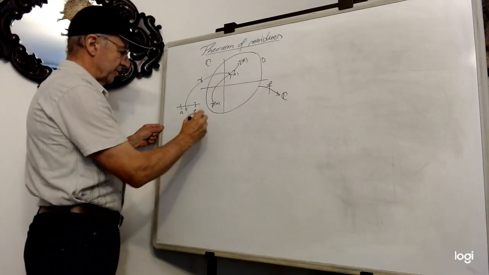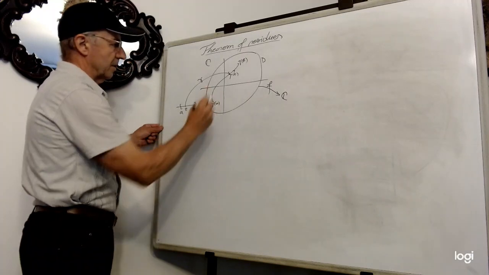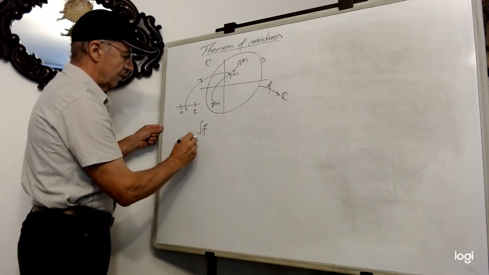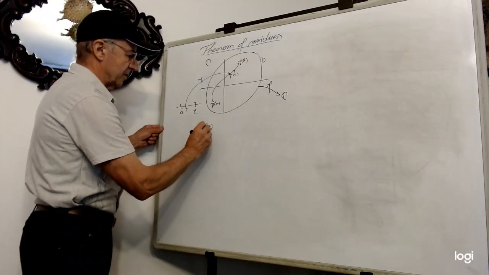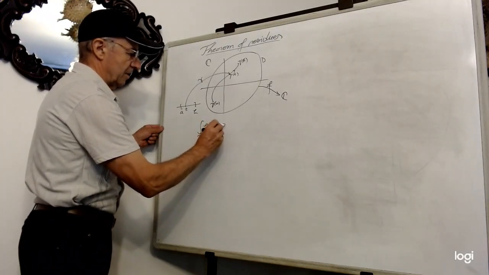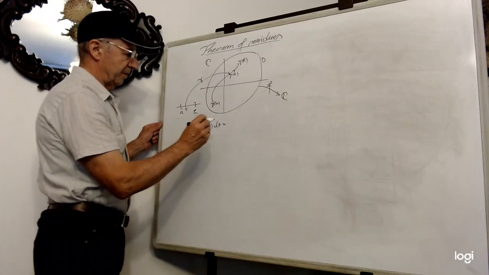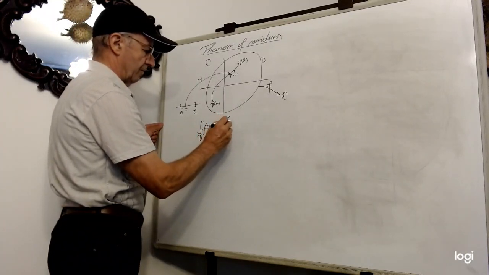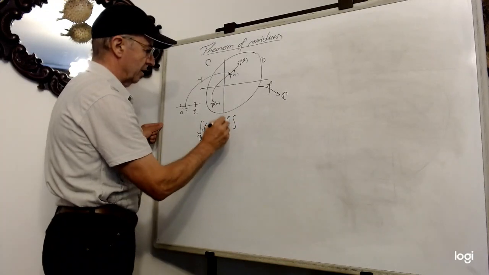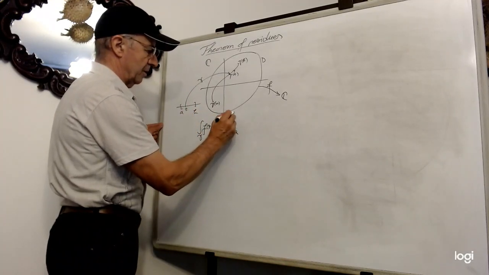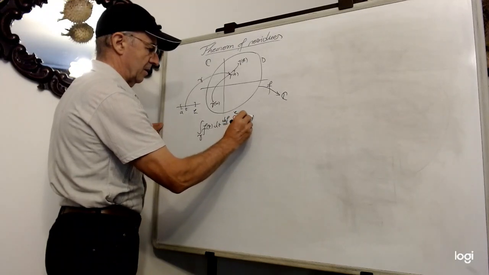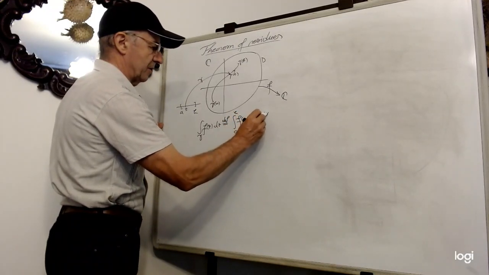The definition: the integral of our continuous function f along gamma, f of z dz, is by definition the following: integral from a up to b of f of gamma of t times gamma prime of t dt.